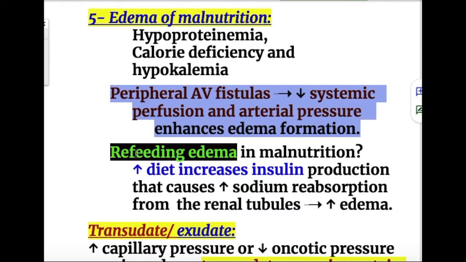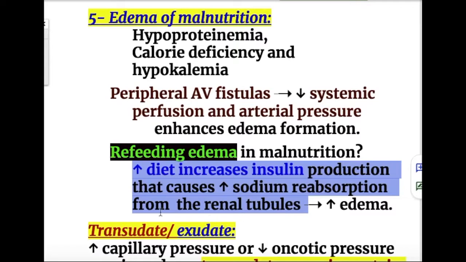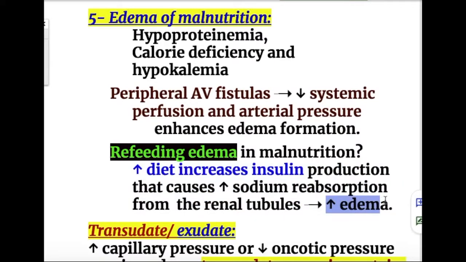What's refeeding edema in malnutrition? In malnutrition, increased diet increases insulin production, and that causes an increase in sodium reabsorption from the renal tubule that causes increase in edema. So refeeding in malnutrition increases insulin production that causes increased sodium reabsorption in the renal tubule.